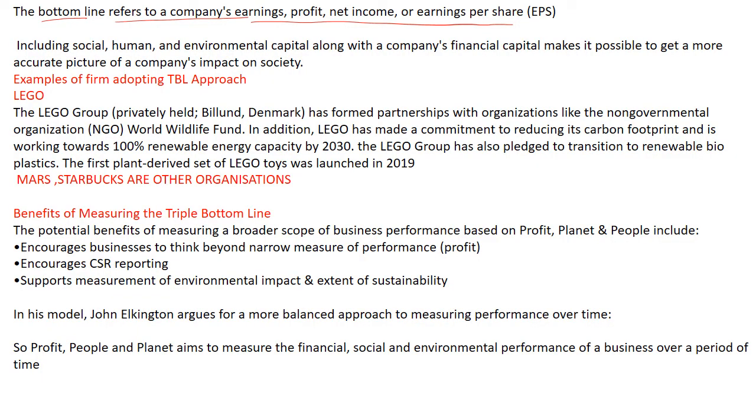So bottom line refers to a company's earnings, profit, net income, or earnings per share. Through the triple bottom line, we are trying to evaluate the company's performance on the basis of its contribution towards people, profit, as well as the planet, right? There are certain examples of firms that adopted the TBL approach. First is the Lego Group, then Mars, Starbucks, and other organizations.